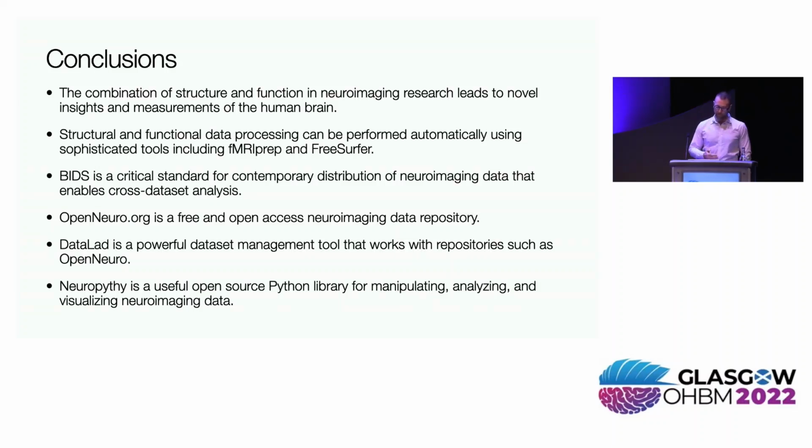We talked about BIDS, which is a really critical standard for contemporary distribution of neuroimaging data. We talked about OpenNeuro, which is a free and open access data repository for neuroscience data. We talked about DataLad, which is a powerful tool for dataset management. And finally, we talked about NeuroPythy, which is a useful open source Python library for manipulating and analyzing visual neuroimaging data.